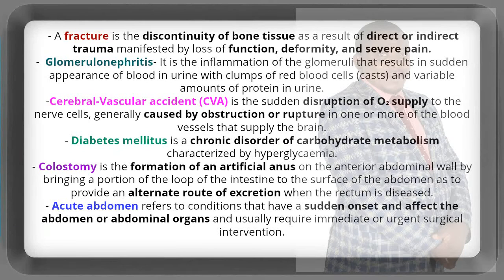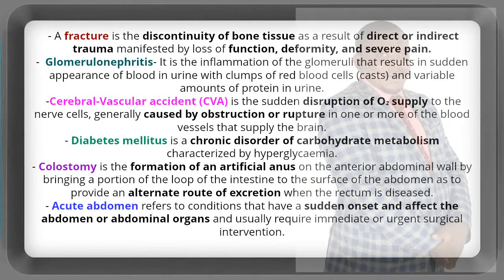Okay, so another definition can be glomerulonephritis. Glomerulonephritis is the inflammation of the glomeruli that results in sudden appearance of blood in urine with clumps of red blood cells or casts and variable amounts of protein in urine. Okay, so that is how you define glomerulonephritis. Within all these definitions, I have tried to put in the elements that have been retained in order to give a definition its proper distinction.